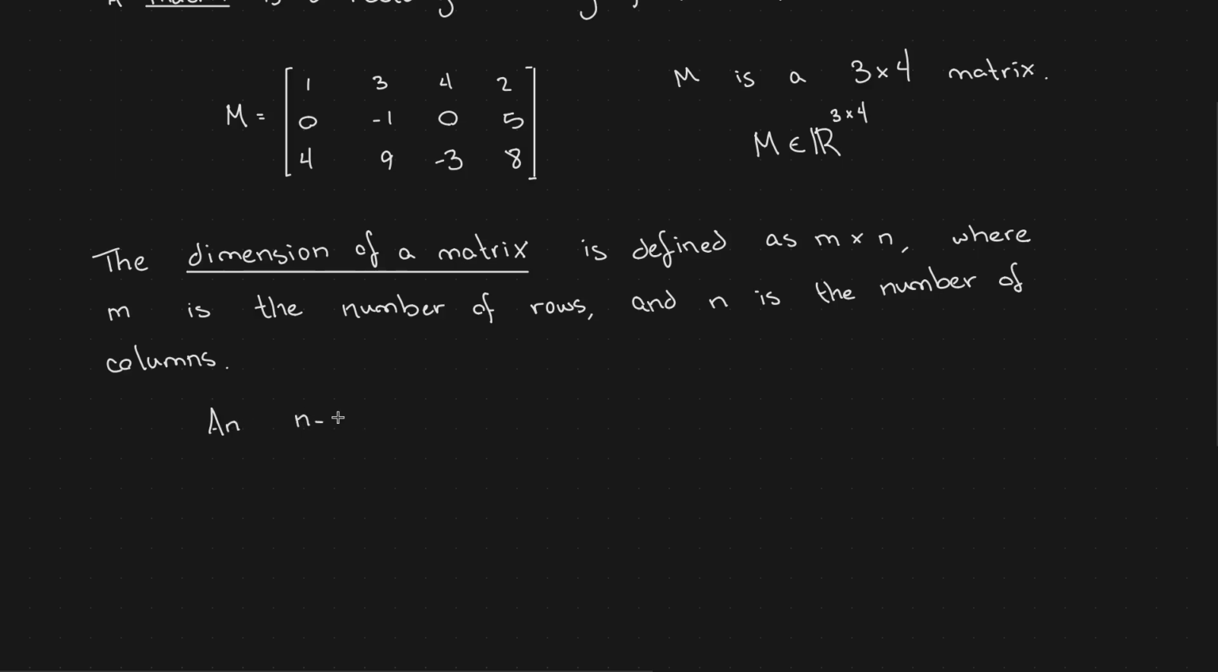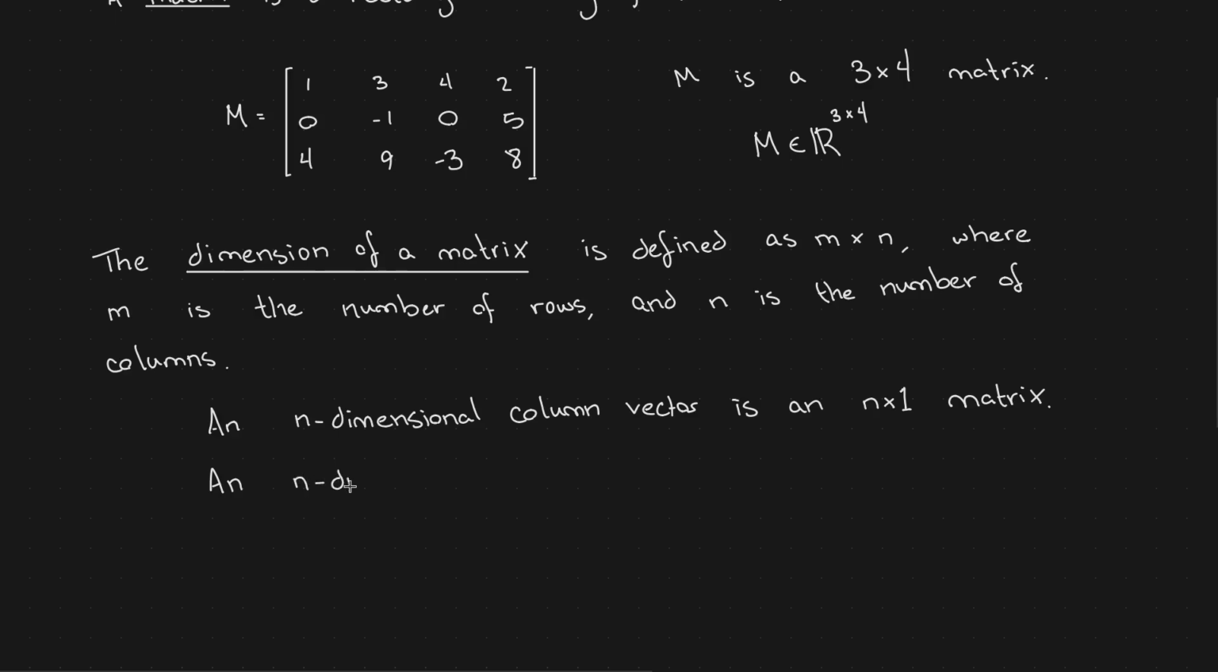An n-dimensional column vector is an n by 1 matrix. Okay, it's a special kind of matrix. When we write that vector as a column vector with n numbers, it has n rows and 1 column. Okay.